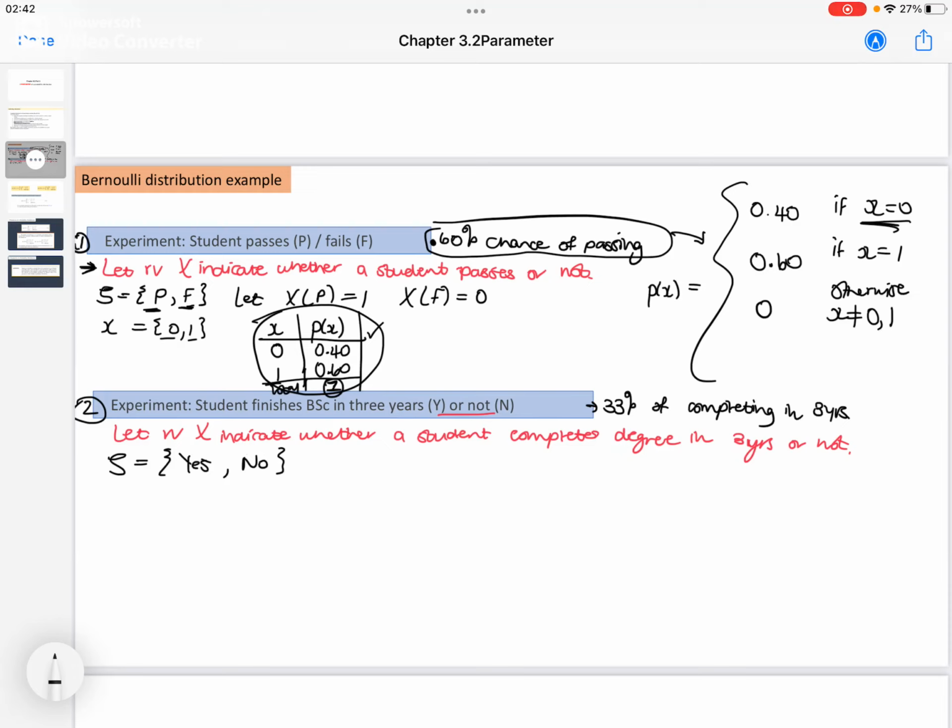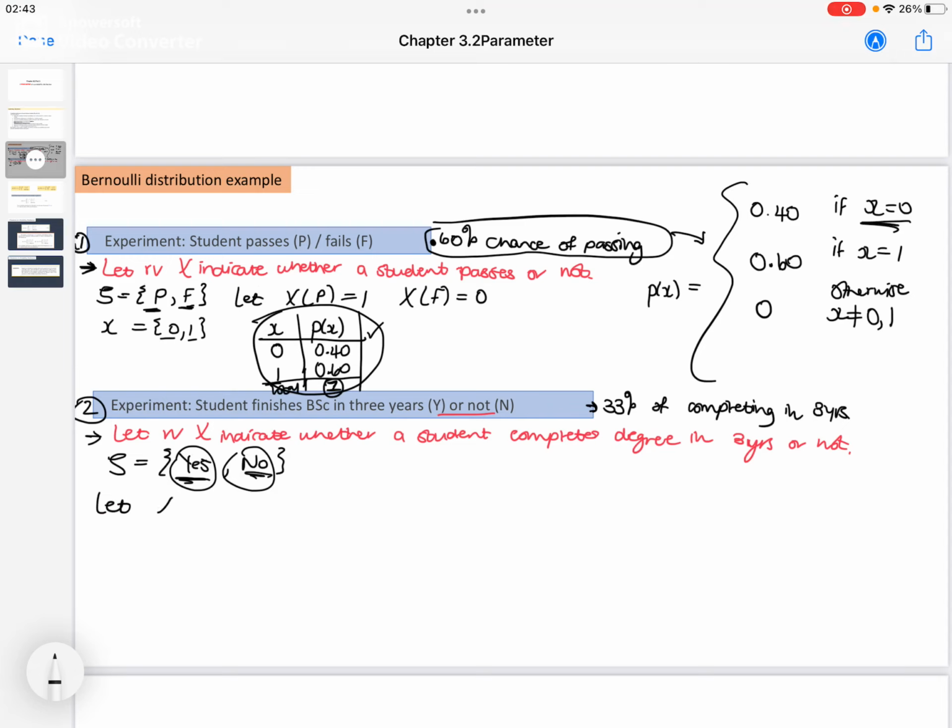Let us then consider the second experiment. In the second experiment, we would like to observe whether a student would complete their BSc degree in 3 years or not. We can define a random variable x as follows. Let random variable x indicate whether a student completes the degree in 3 years or not. We have additional information that says there's a 33% chance of completing a degree in 3 years' time. Since we only have two outcomes, yes, they've completed in 3 years' time, or no, they haven't, our sample space will be made up of only these two possible outcomes. So either one of them would be true.